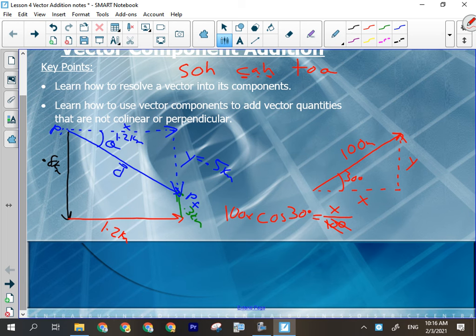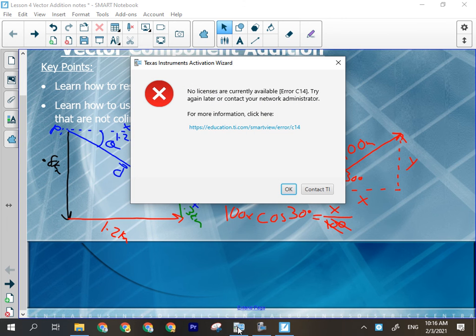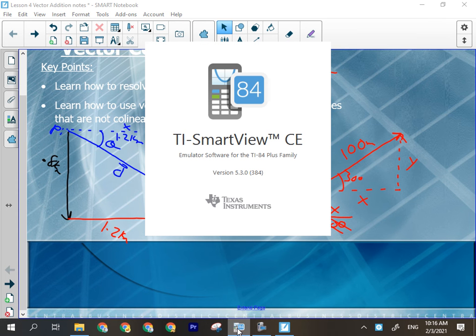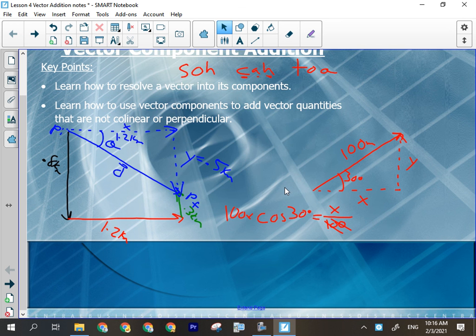Everybody with me so far on that? Sorry, I should have started that before. It takes 30 seconds to start. Oh no. Okay, I'm just going to do it on my other calculator. Sorry, I don't know what's going on with that.